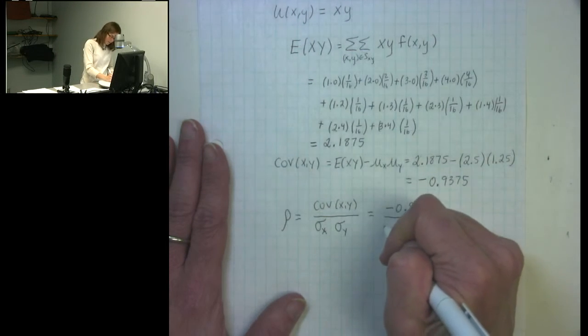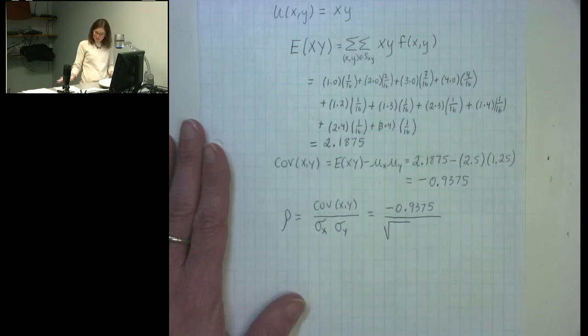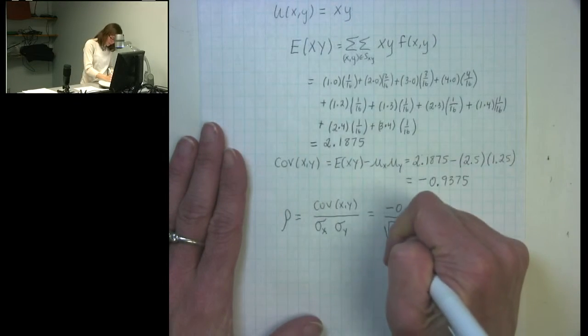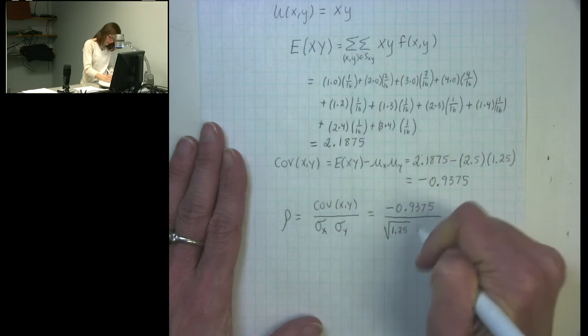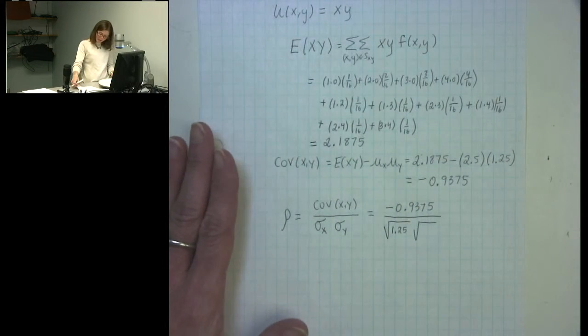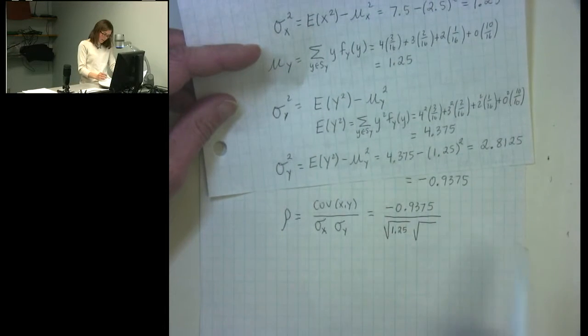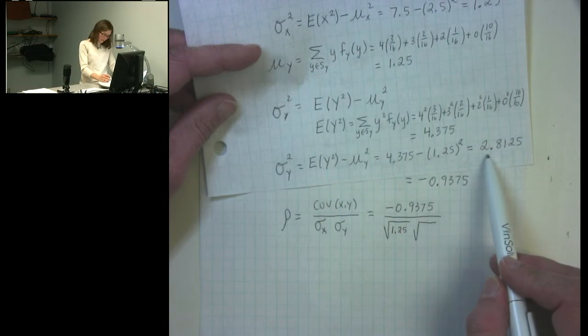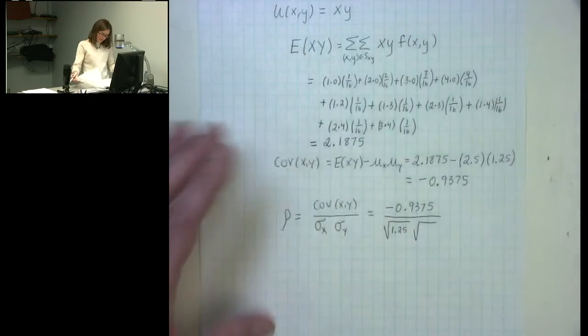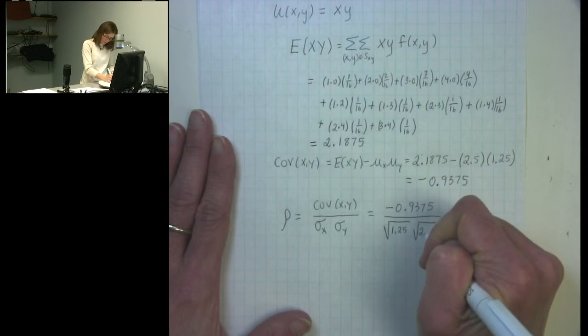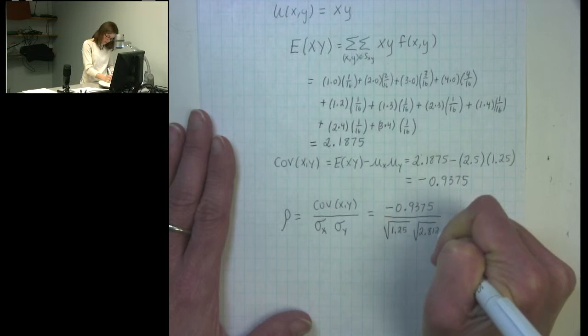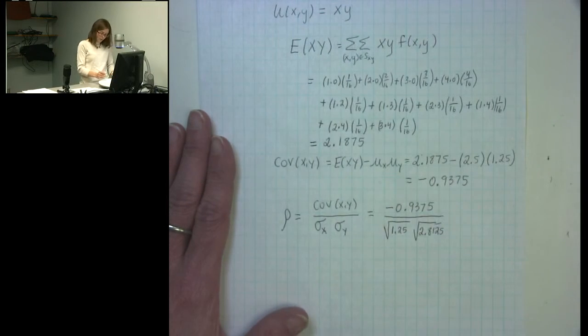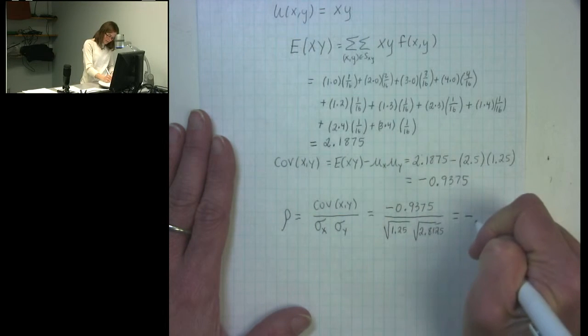So the square root of the variance of x: the variance of x was 1.25, so that's the square root of 1.25. The variance of y was 2.8125, so I'm going to multiply by the square root of 2.8125, and that gives me a correlation equal to negative 0.5.